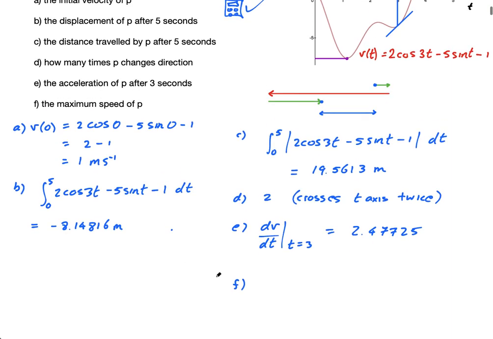Max speed is 7.471 meters per second. And look, that little bit of drawing that I've done on the graph is certainly enough working. You could also say it happens, if you really wanted to, when t equals 1.16. Okay, that's it.